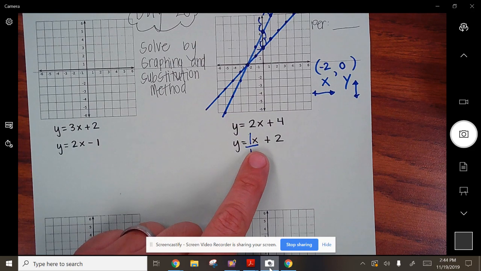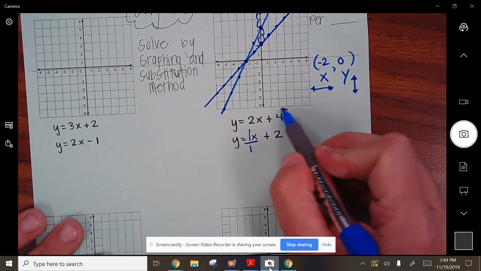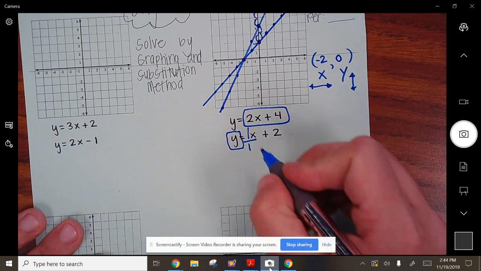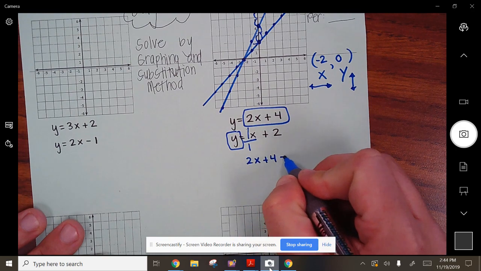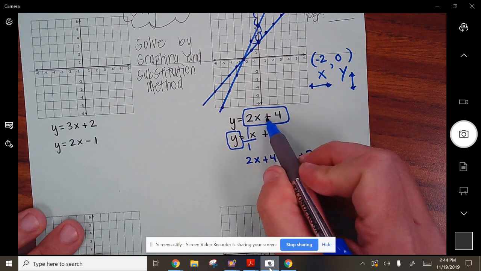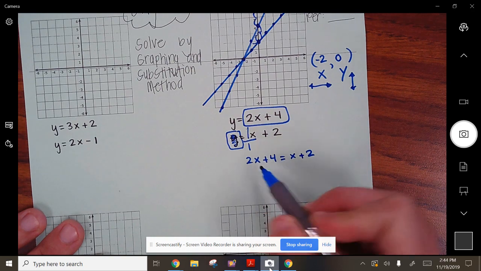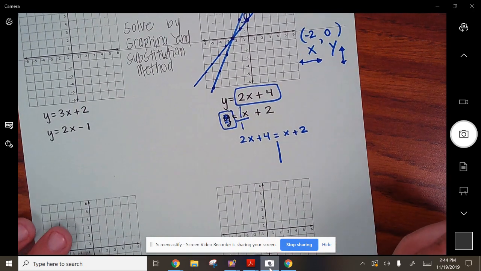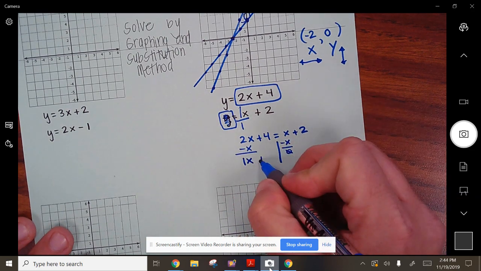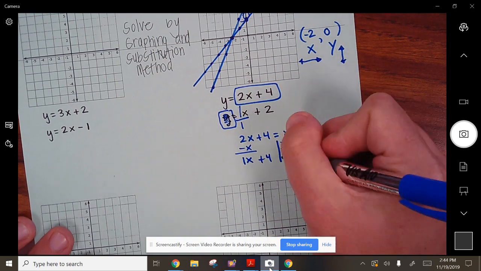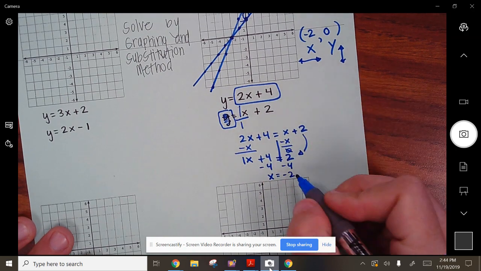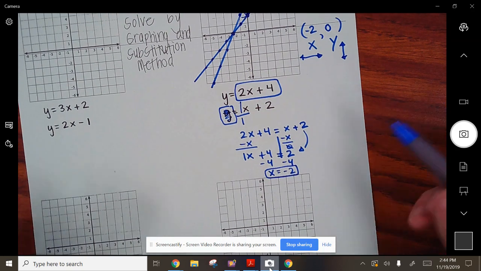But I also want you to solve it with substitution skills. So I'm going to take this piece here that I know equals y, and I'm going to put it in the y spot. And I'm going to rewrite the equation: 2x plus 4 equals x plus 2. You see what happened: I took this piece, crossed out y, and put it in the y spot. Now this is a simple 2-step equation. Letters to the left. You get 1x plus 4 equals 2. Then I subtract 4. x equals negative 2. Okay, interesting.